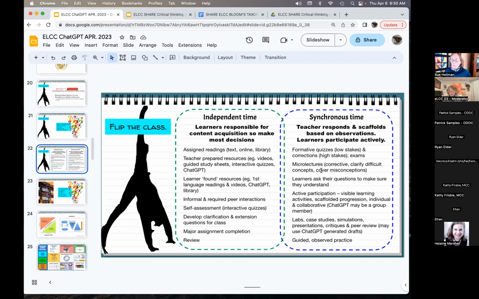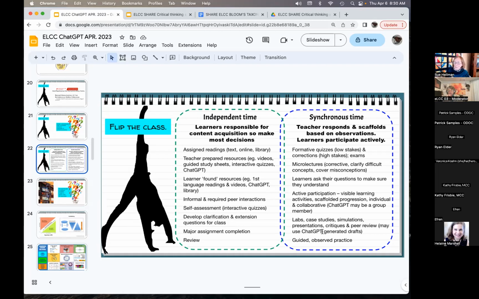Instead of delivering a full lecture, we're going to do micro lectures that are corrective. They clarify difficult concepts. They cover misconceptions, right? The learners then learn to ask questions. What they do in their independent time is develop questions that they want. Here they're developing clarification and extension questions. They bring them to class and ask the questions in class. And in addition to that, we've got the active participation things that are coming up. This is where you can use ChatGPT generated drafts that students can be looking at and so forth.